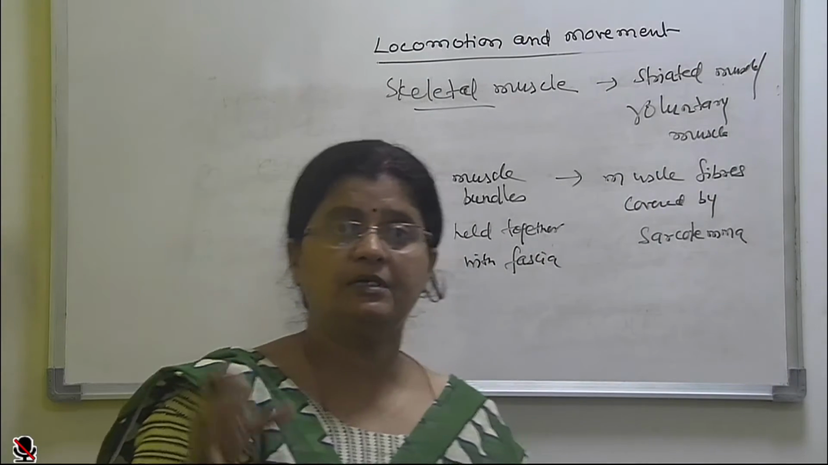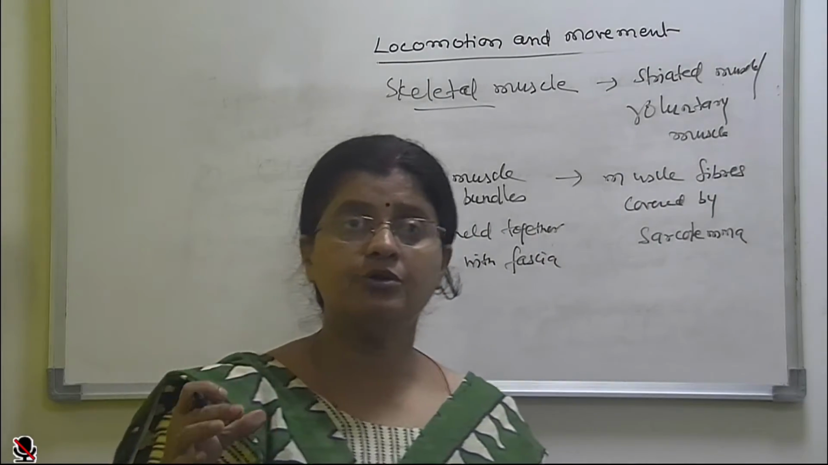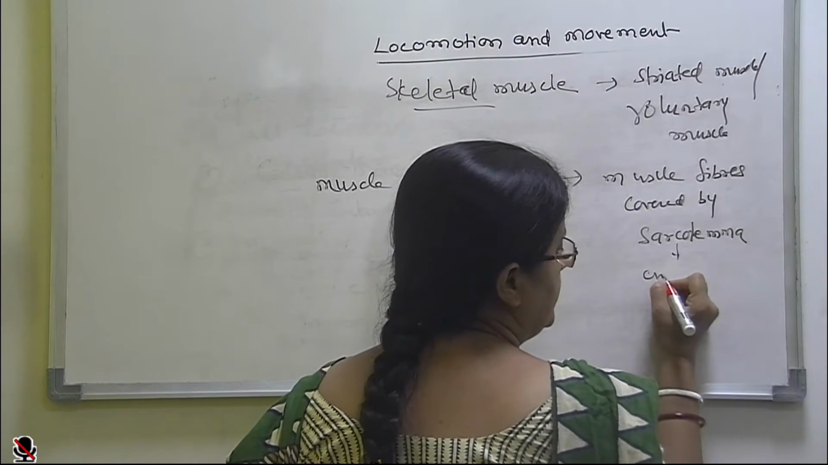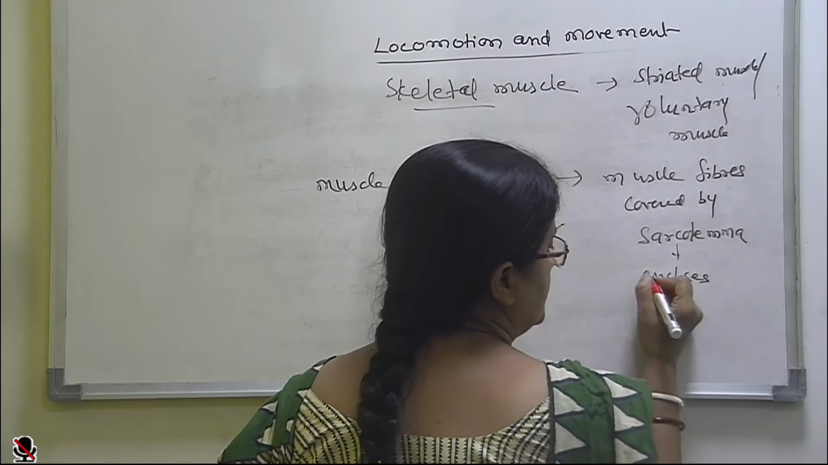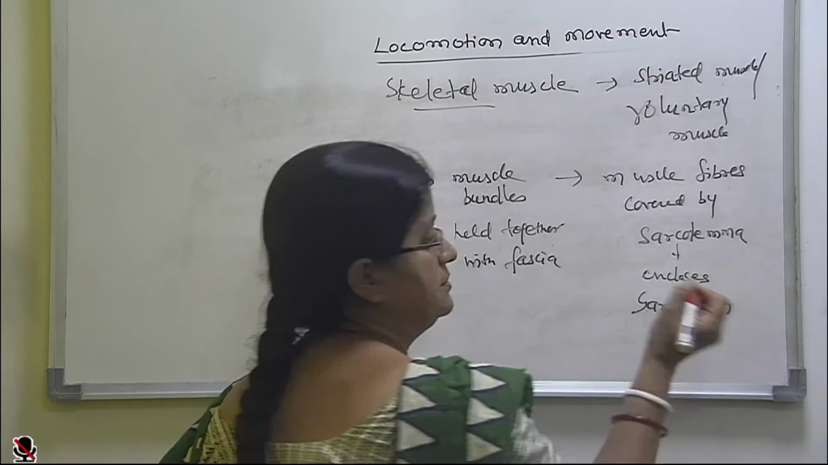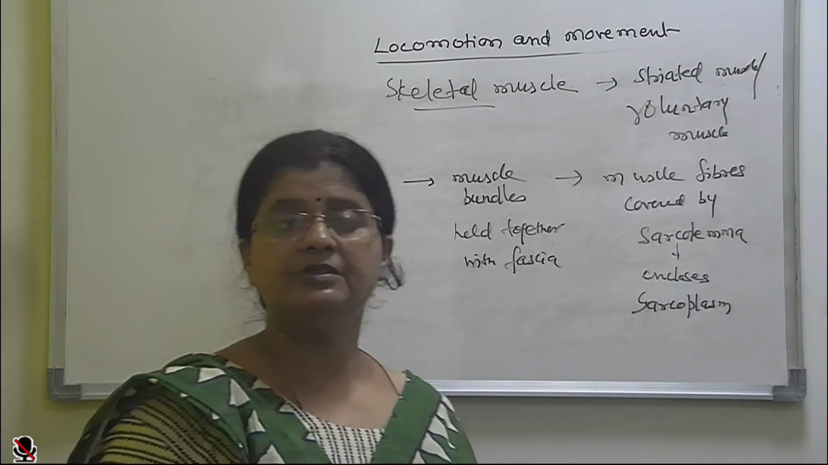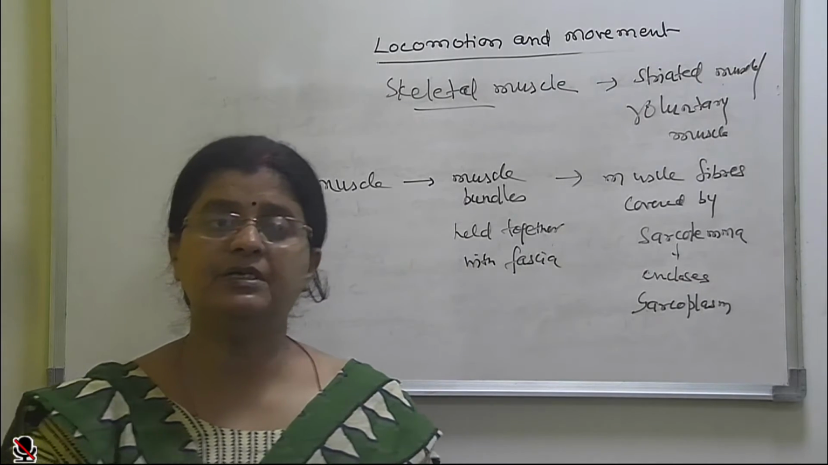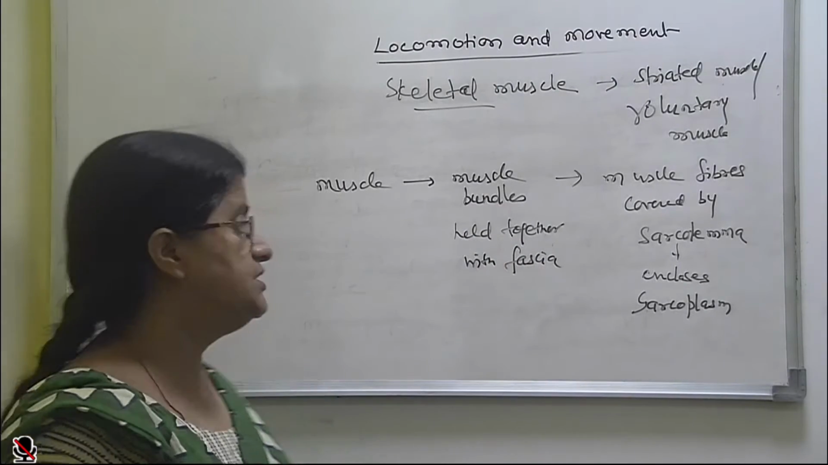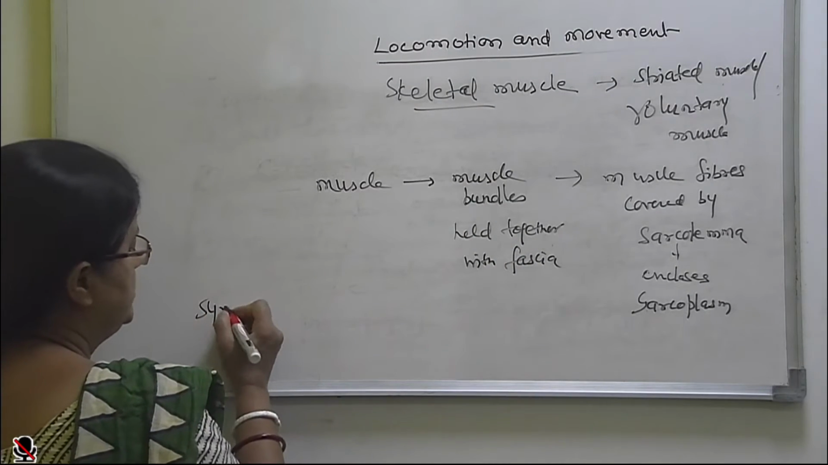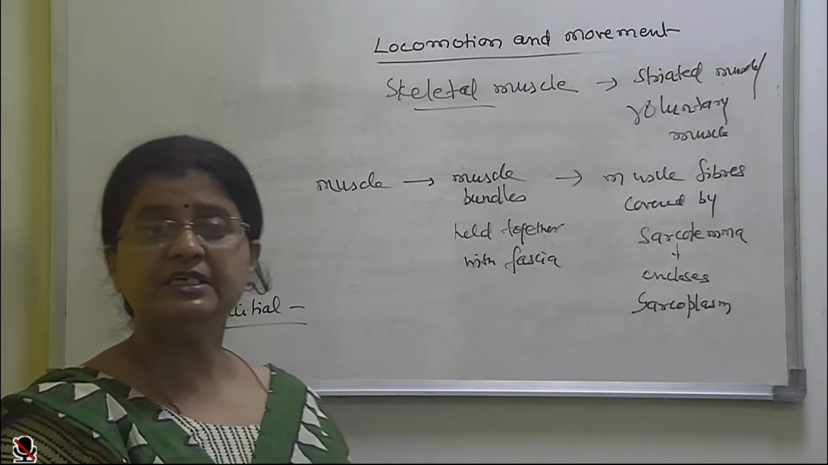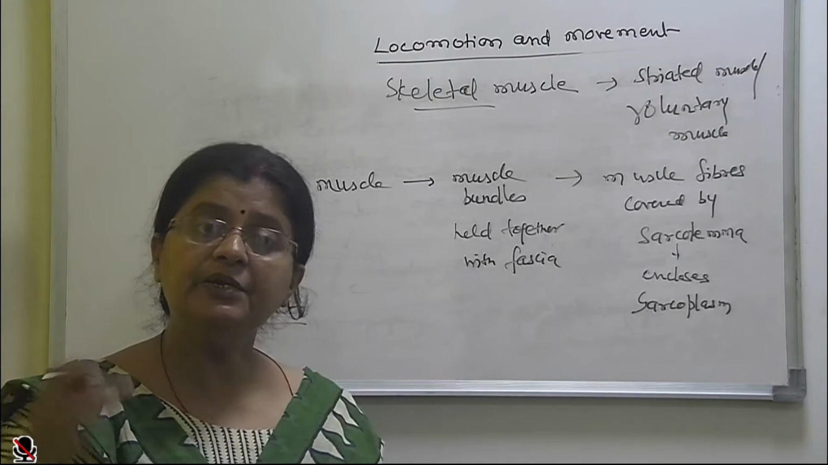This is the enclosing plasma membrane, right? And this sarcolemma actually encloses the protoplasm that we call sarcoplasm, right? Now this muscle fiber is actually syncytial. What am I saying? Syncytial. Muscle fiber is syncytial. That means here there are many nuclei.